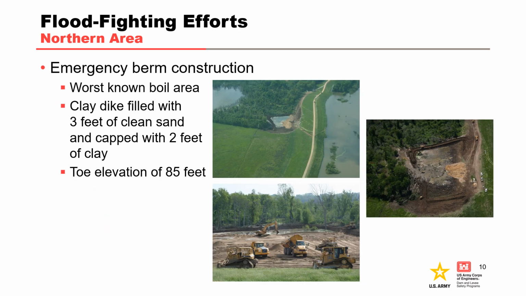In the northern area, the decision was made to construct an emergency berm on the land side of the levee to increase the weight of the landside soil block. The berm consisted of a perimeter clay dike with the interior filled with a minimum of 3 feet of clean sand capped with 2 feet of clay. The exterior of the berm was covered with a 10-foot wide and 2-foot thick layer of stone, with the toe of the berm having an elevation of 85 feet, 5 feet above the original ground surface.